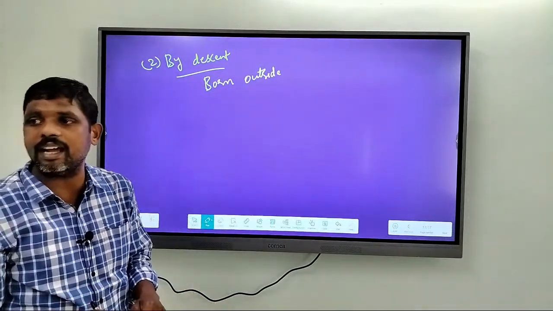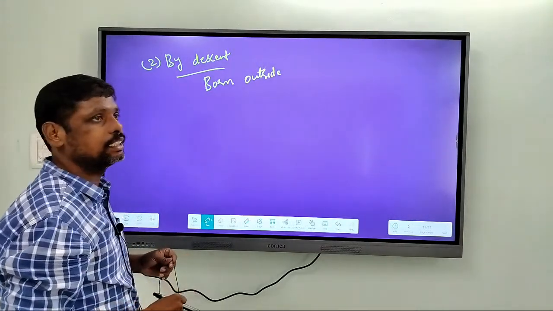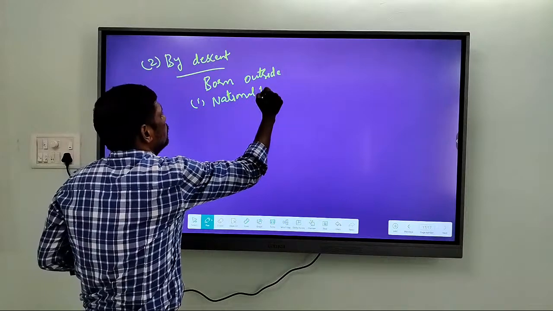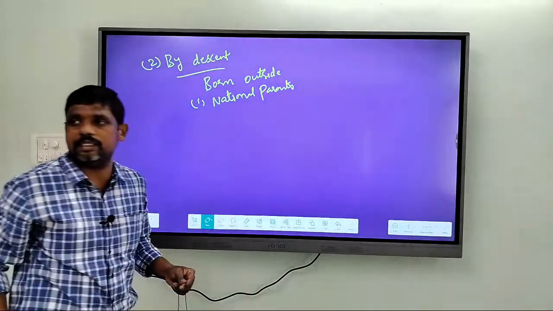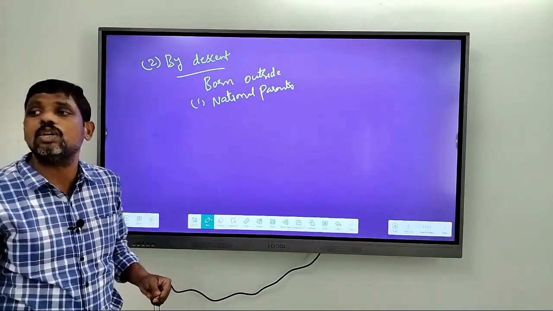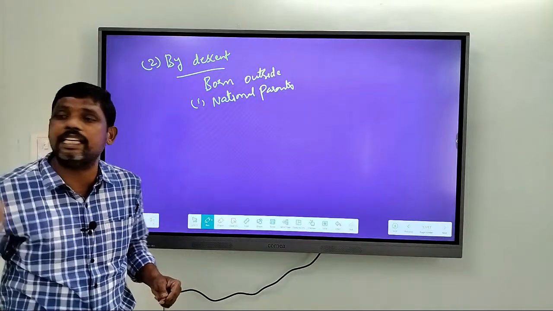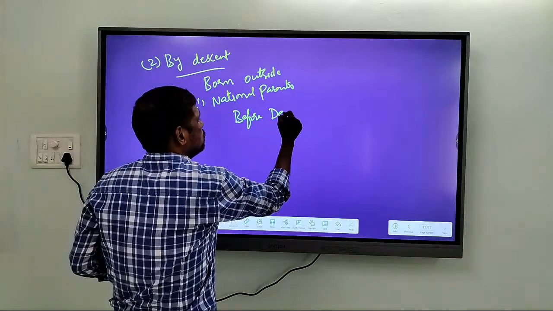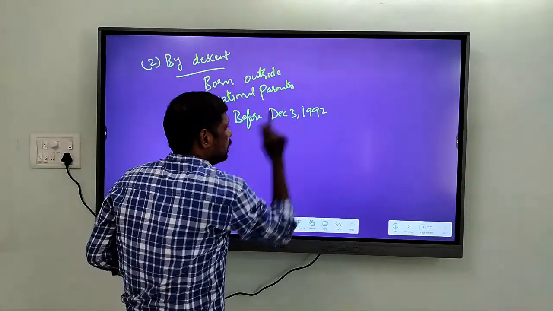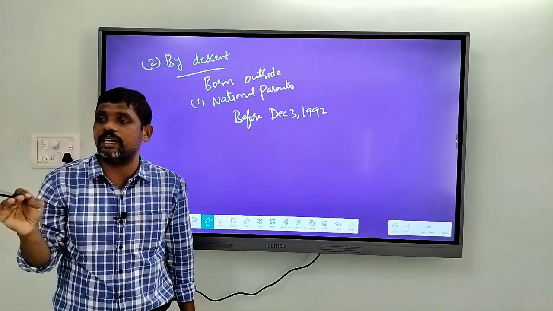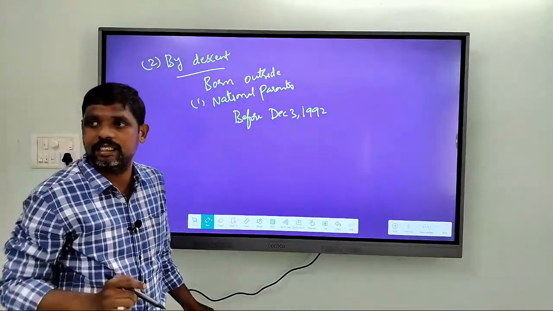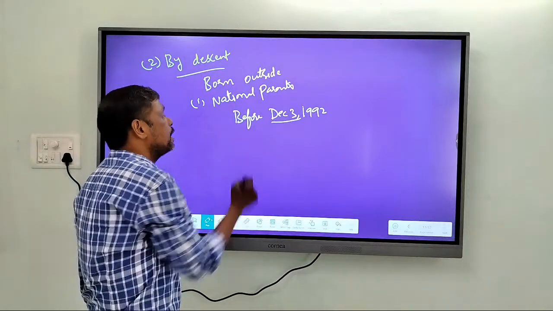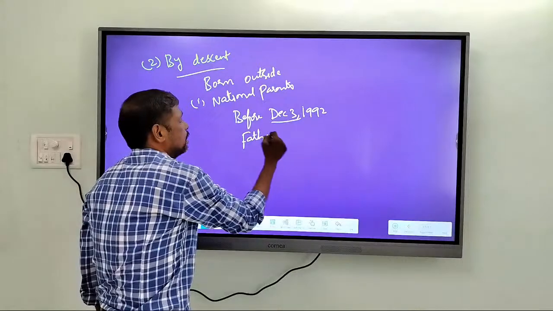The one who has born outside of India, they are given Indian citizenship by nationality of their parents. All those individuals who have born before December 3rd, 1992, they are treated as citizens of India if the father is an Indian citizen. The one who has born outside of India before this date, they are given Indian citizenship if the father is an Indian.